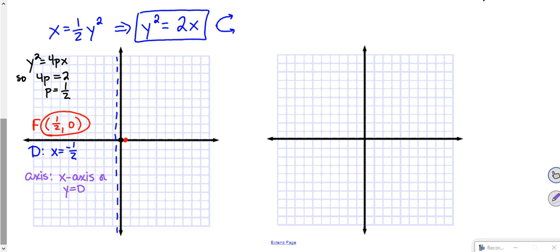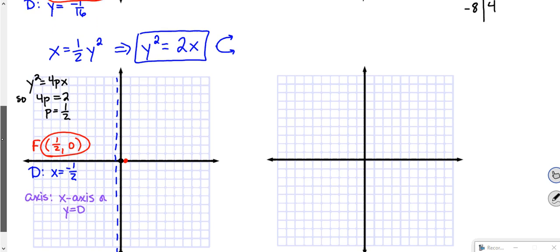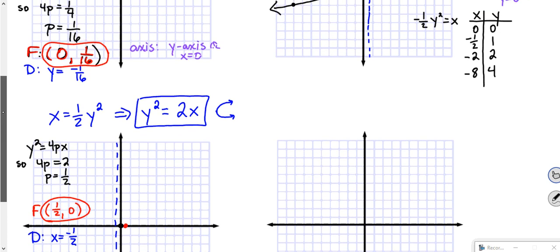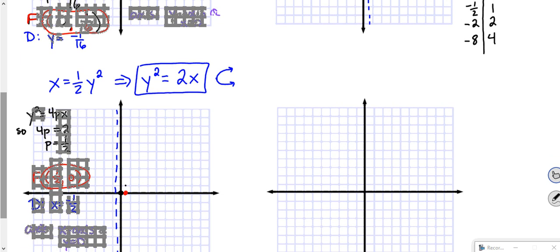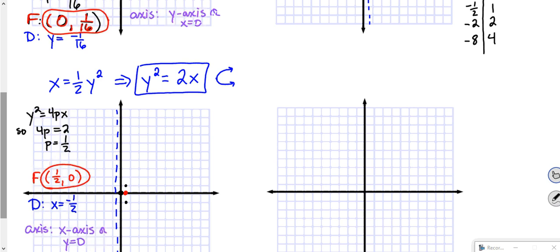And then I'm just going to use the same type of points that I had on the one above. If you all remember, let me see if I can scroll up and get some of those. Instead of the x's being negative, they're going to be positive. So 1/2, 1, and its counterpoint, 2, 2, and 8, 4. So this would be my parabola.